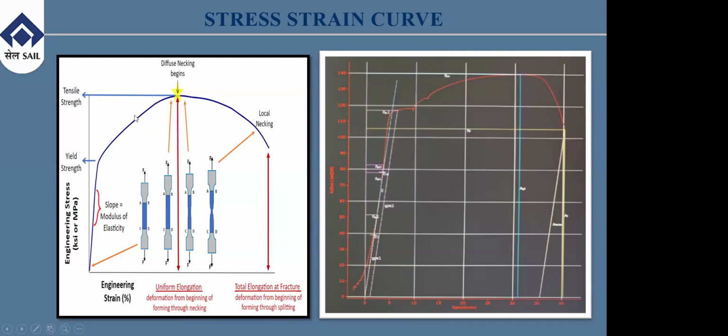See, the more this area is from this YS to UTS, the more ductile, or more prone to earthquake resistance it is, because after this is the area of plastic deformation. The more this area is, the more desirable it is. So all designers will like to have this gap as wide as possible.